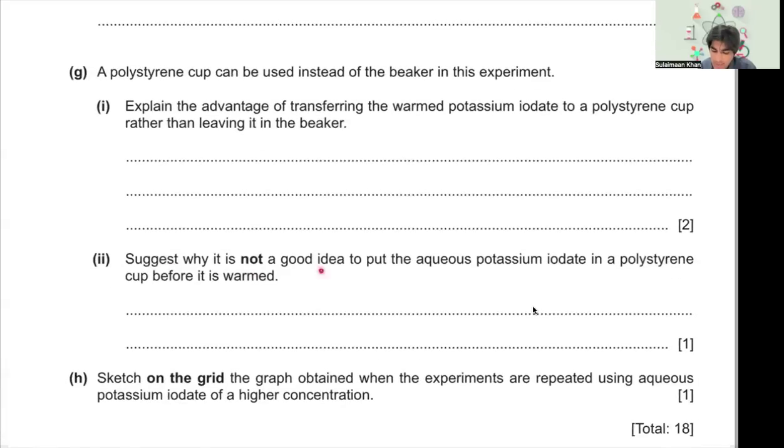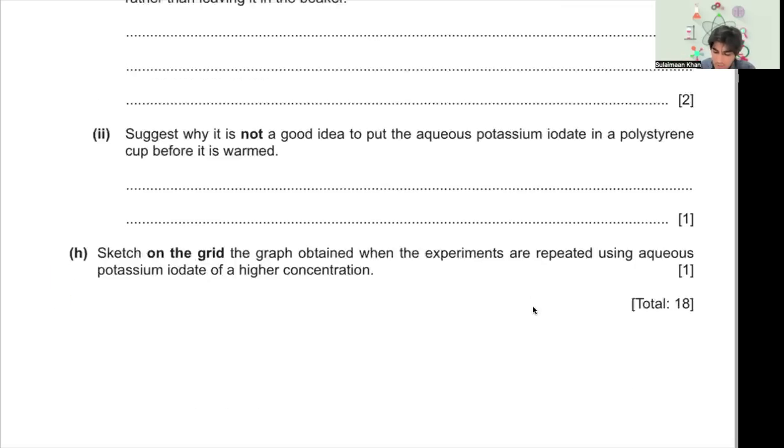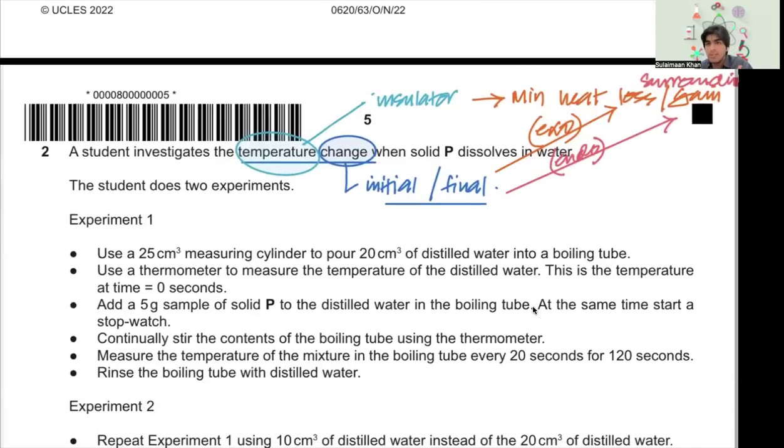He's saying suggest why it is not a good idea to put aqueous potassium iodate in a polystyrene cup before it is warmed. He's saying basically take a polystyrene cup and warm it in it. The problem with that is that the polystyrene cup can also melt, because if you're warming it in a polystyrene cup, there's a possibility that the cup melts. So these are some tricks that you need. But generally speaking, we use an insulator, preferably a polystyrene cup, to minimize heat loss or heat gain, to minimize heat lost or gained from the surroundings, right?